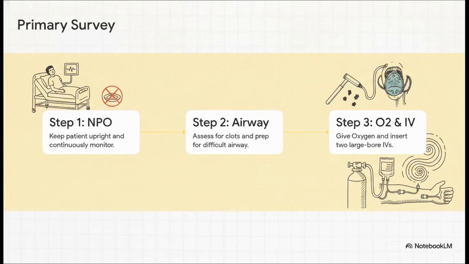Your strict ABCDE primary survey proceeds sequentially. First up, keep the patient NPO, sit them upright to help protect the airway from blood pooling, and get continuous monitoring going. Step 2, visually assess the airway for active bleeding or clots while prepping for a difficult airway scenario. And finally, Step 3, manage breathing and circulation with high-flow oxygen, 10 to 15 liters per minute, and definitively secure access with 2 large-bore IVs.